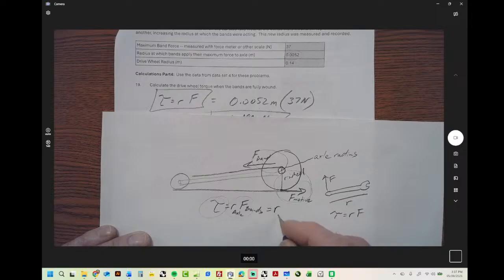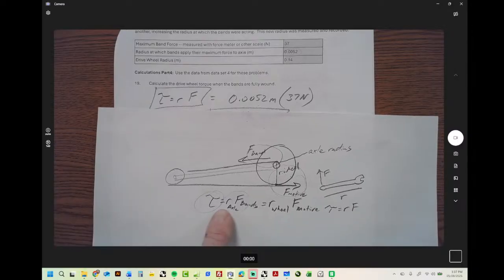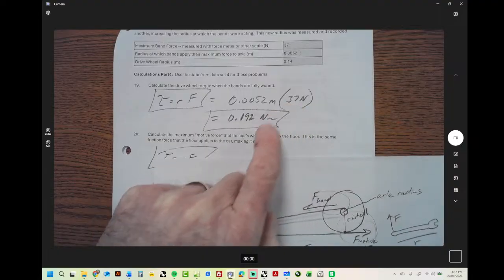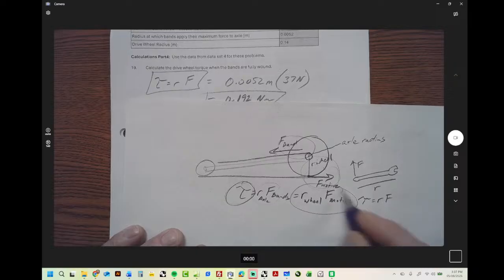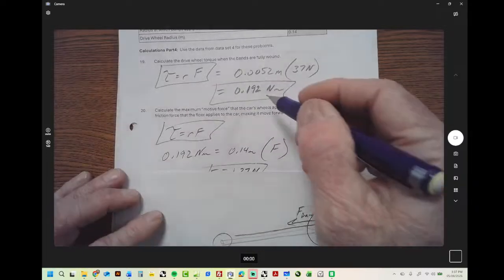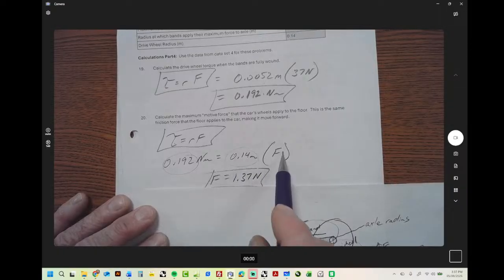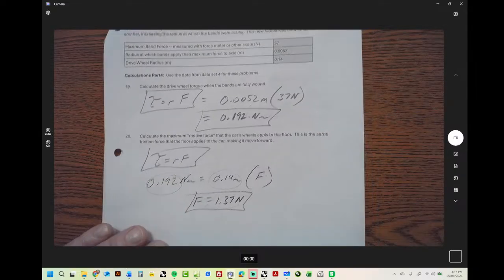So let me write R wheel, F motive or road or whatever you want to call it. So you calculate the torque with the axle radius times the band force and you get this. And that gives you that. And then you set that equal to this and you plug in the radius of the wheel to get the motive force. So take this, plug it in for torque, set it equal to the radius of the wheel times F, and there's F. So this should be in newtons and that should be in newton meters.